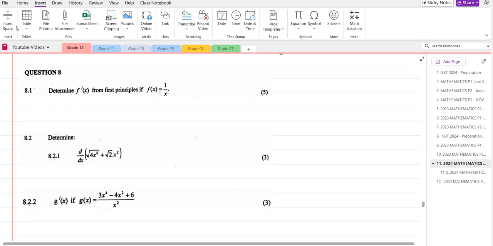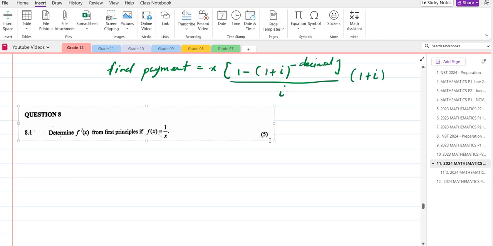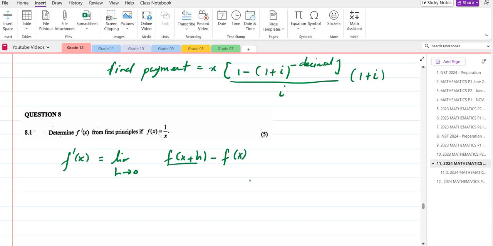Question 8. Now we move on to calculus. Determine f prime x from first principles. F of x equals 1 over x. Now this is nice because we're going to use this formula. F prime x is equal to limit as h approaches 0 of f of x plus h minus f of x all over h. Now I'm going to take this 1 over h out. I like to use this formula. Right? I'm going to take the 1 over h out from here.